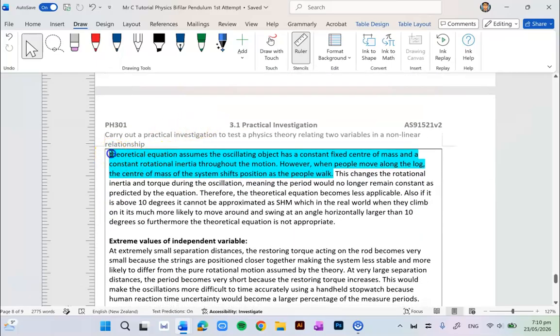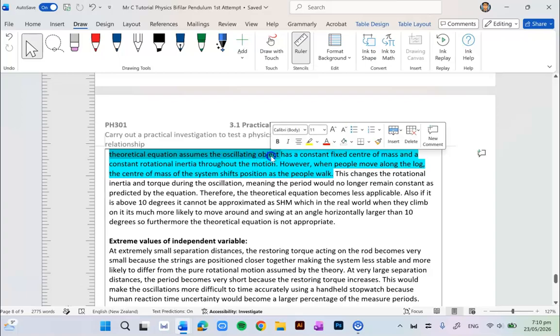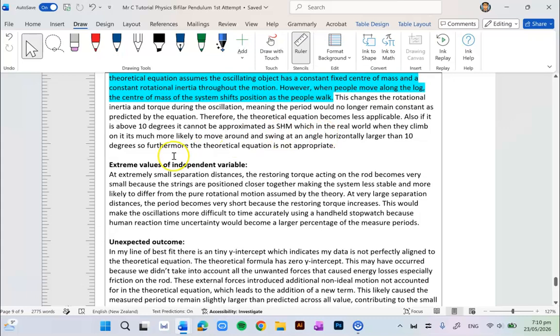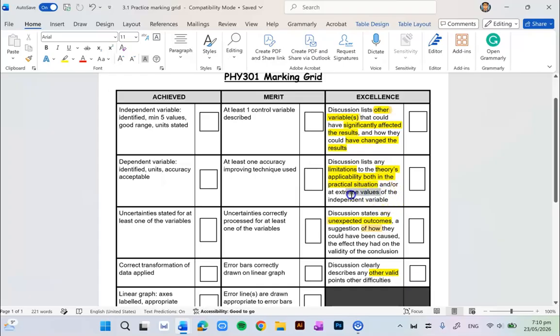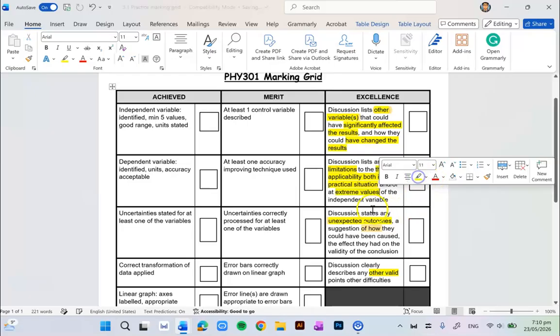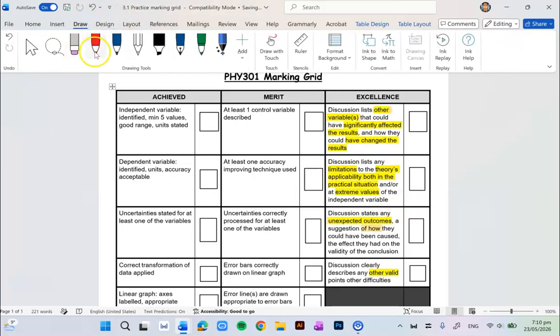And as you can see here, the theoretical equation assumes the oscillating object has a constant center of mass, right? And then extreme values of the independent variable is still part of that limitation section. You can see it's right there. You don't have to talk about it because it says and or. So this second section here, right?